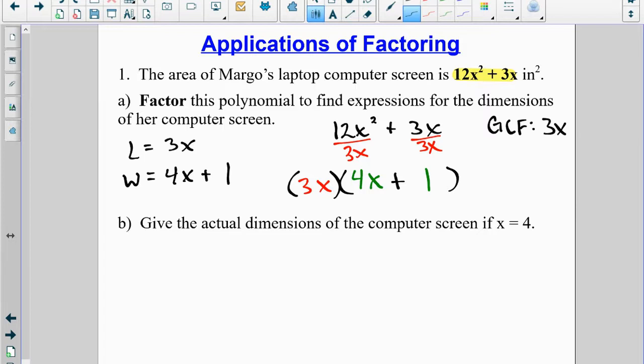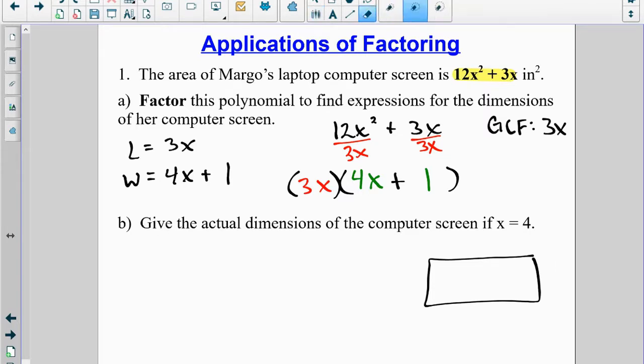I would assume with a computer screen, whichever one ends up being bigger is going to be the length across, versus the up and down is usually the shorter length. All right, so if we look at part B, give the actual dimensions if x equals 4. So let's go ahead and take those factors.